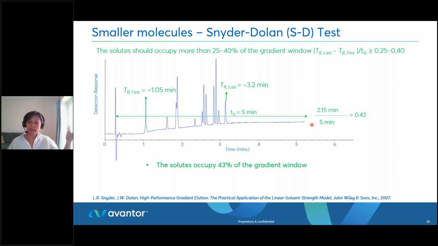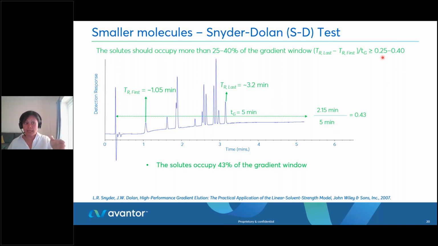So if I rewind a little bit, we've taken our sample, we've done a Snyder-Dolan test of 5 to 100% B, and we've defined the gradient time of 5 minutes. Now we need to look at our chromatogram, look at the last and first solutes, subtract, and divide by the gradient time that we chose.